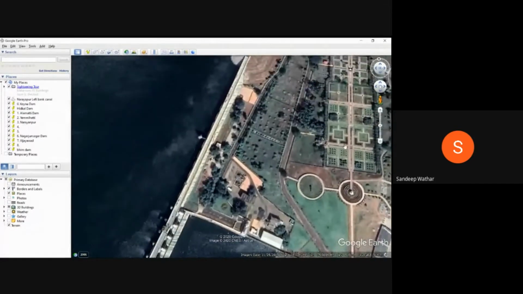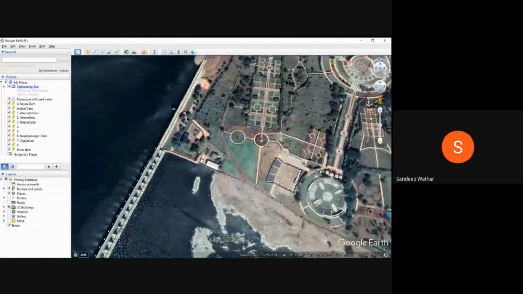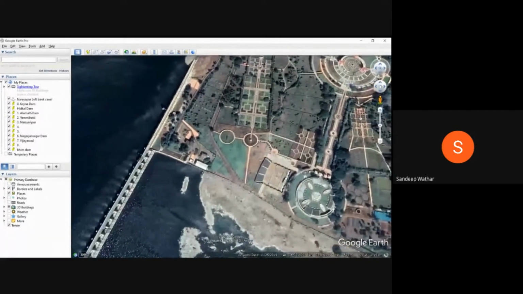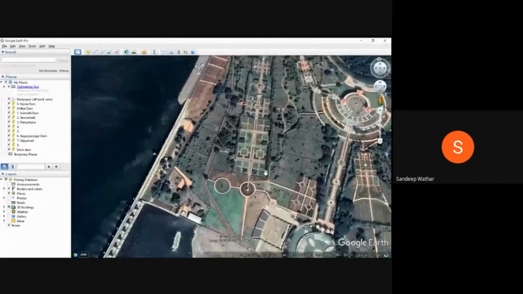As you can see here, this is your garden. All of you might remember this, the fountain show that happens every evening. So this is that part, and you can see this is the entire garden section.